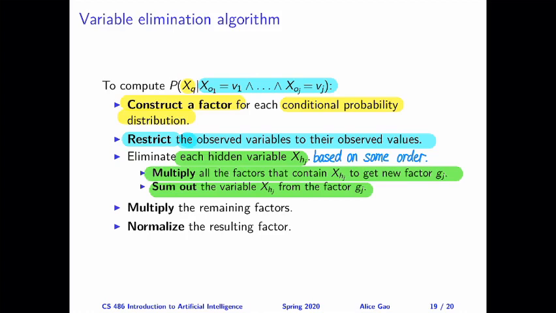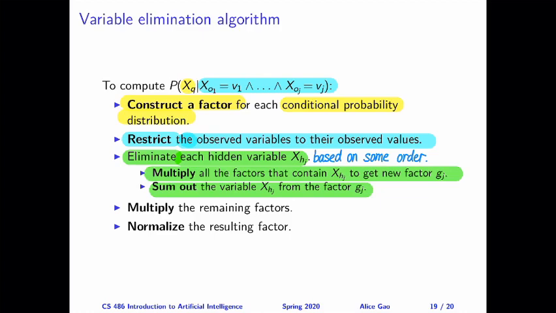Now, we may have to do this step multiple times because we may have multiple hidden variables that we need to get rid of. After we get rid of all of the hidden variables, what do we have left? Well, we have the query variable, and the evidence variables are also gone because we've restricted them. So all we have left should be the query variable.